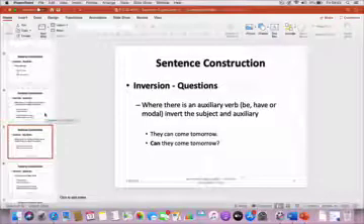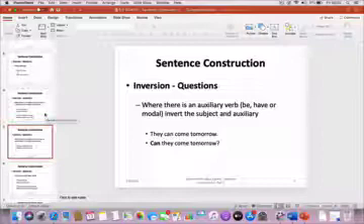Modal verbs, again, you invert. So in this case, I'm using can as the modal verb. They can come tomorrow. Inverting that, forming a question, I invert the modal, in this case can, and the subject they, and it becomes, can they come tomorrow?